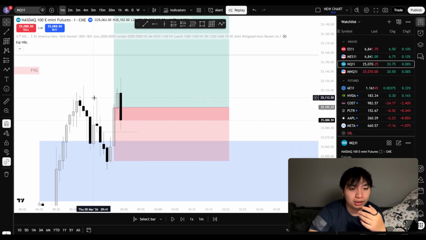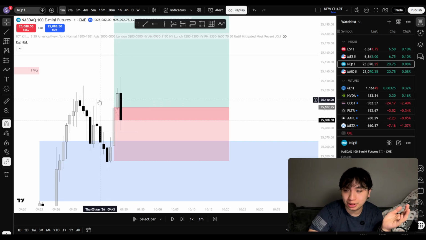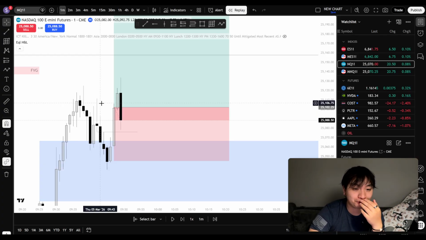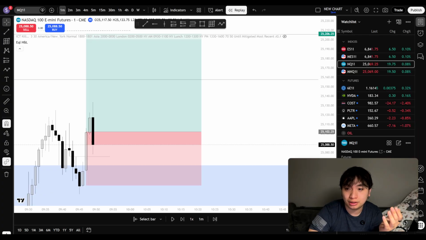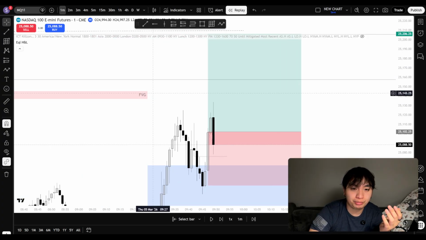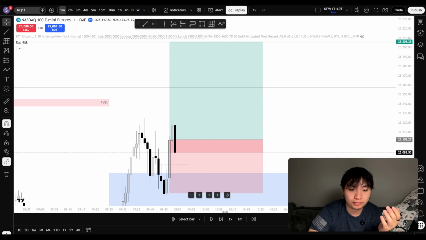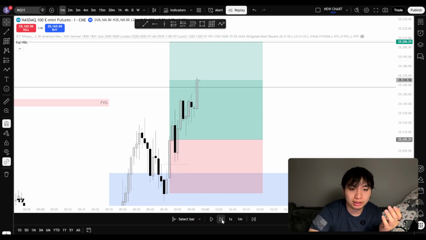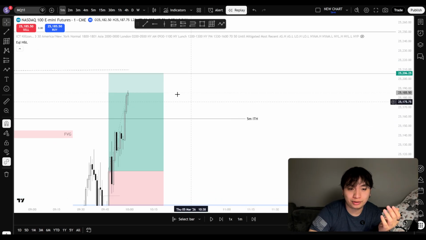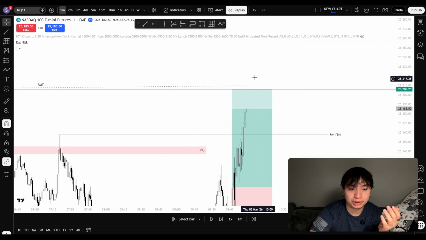Can't do anything. We probably could have entered off of the CISD, but honestly, I'm just trading inversions. I don't really want to look for that right now. Either way, though, it would have played out in the end, because eventually we just get towards that 5 minute and then close this.